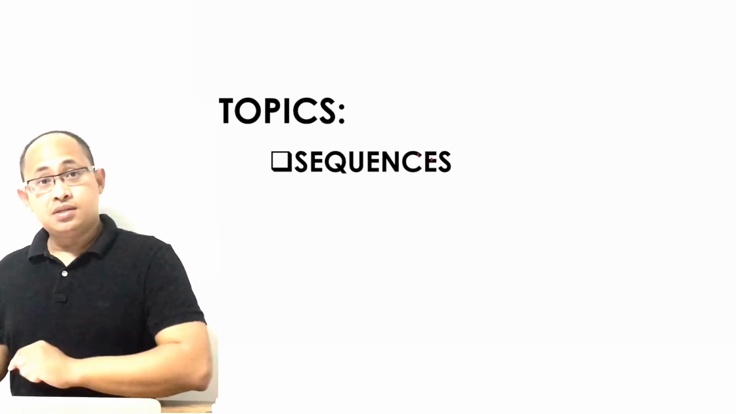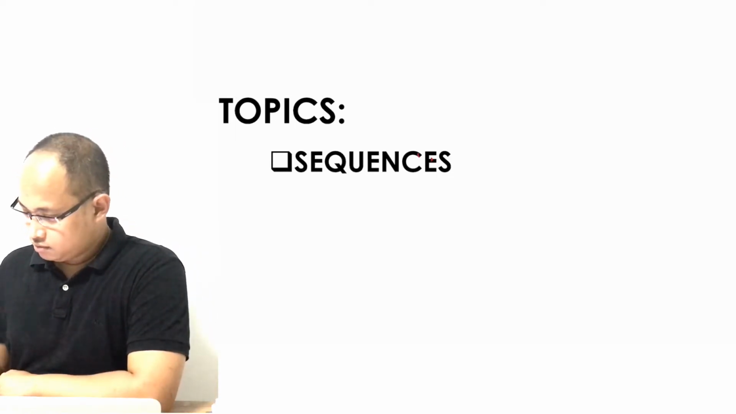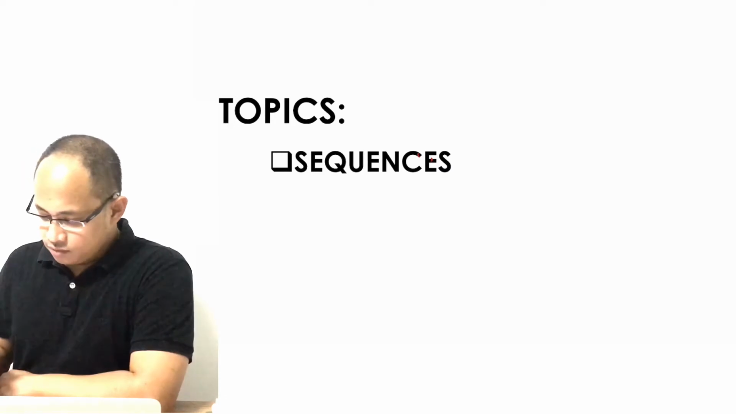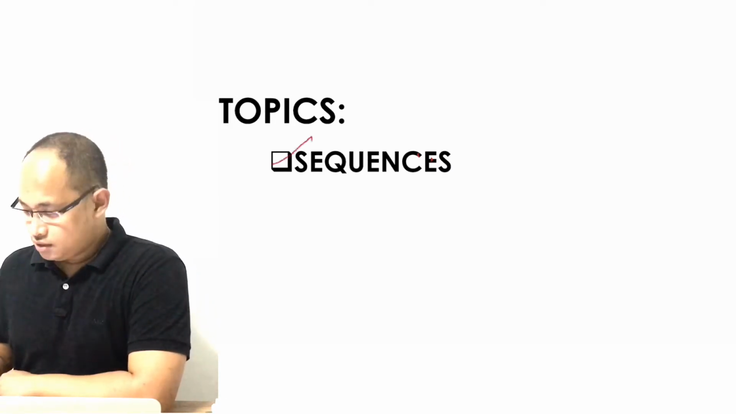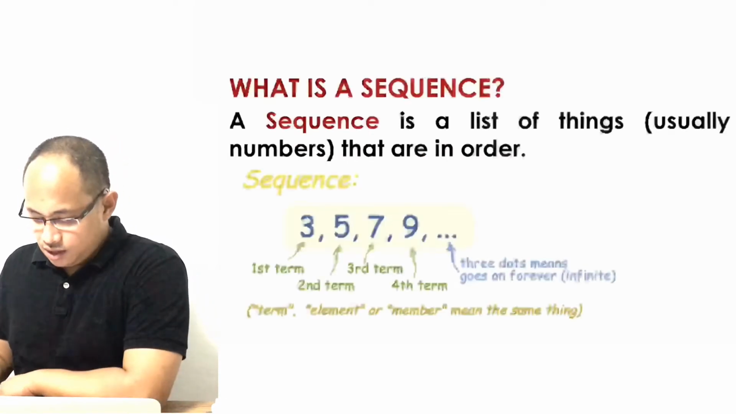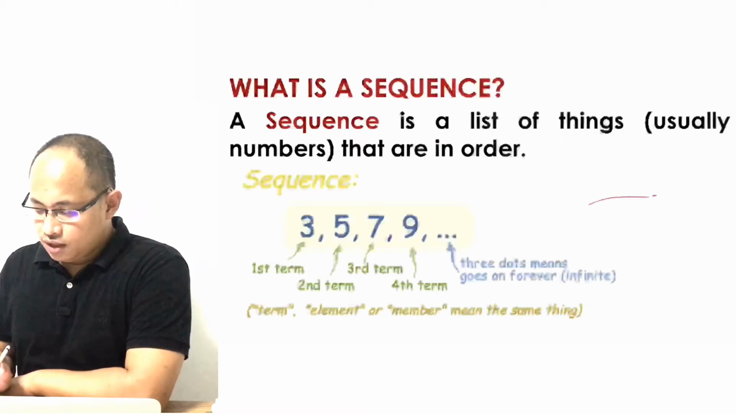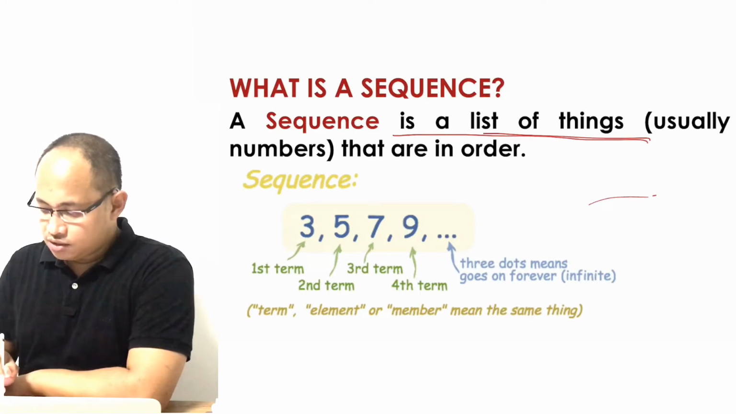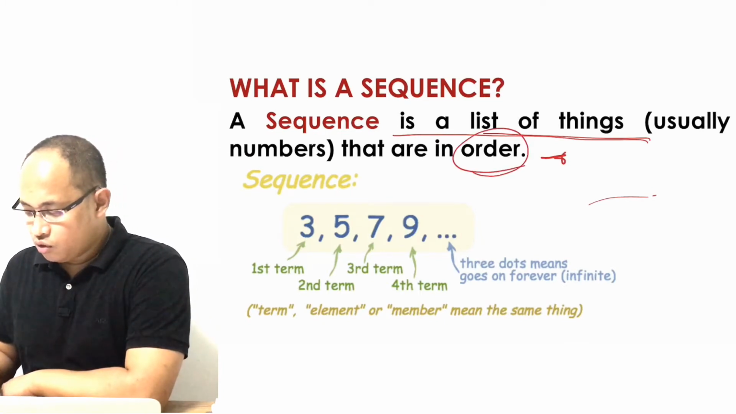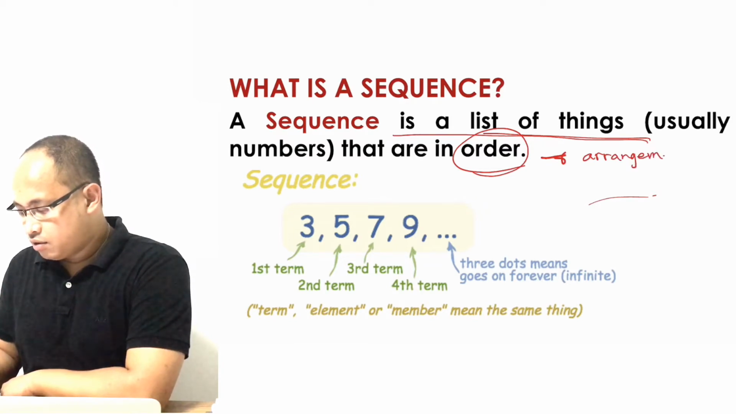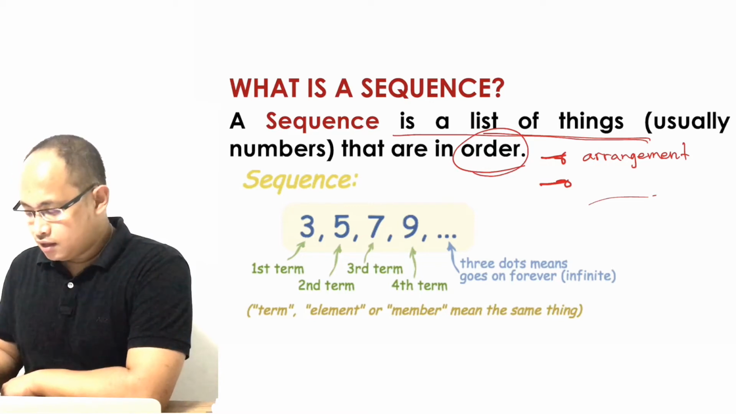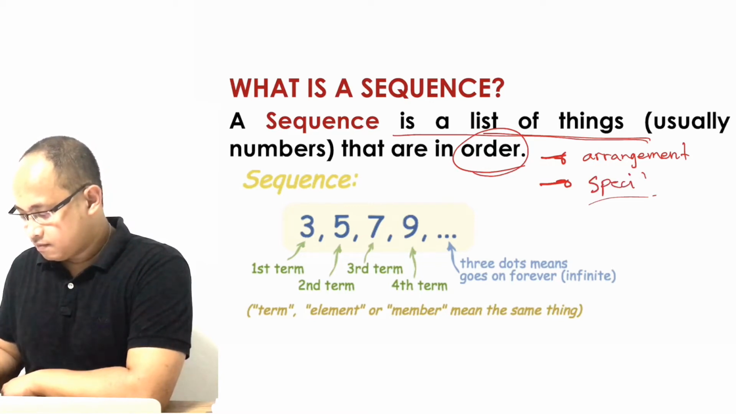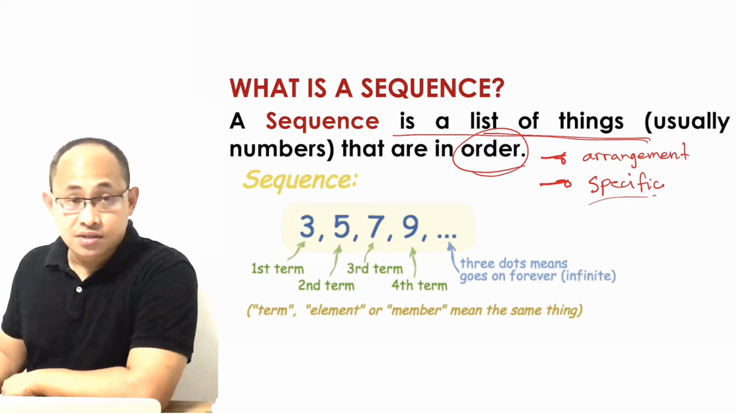Alright, today we are going to discuss sequences. What is a sequence? A sequence is a list of things, usually numbers. It is a list of things that is in order. So when you say order, there is a certain arrangement, it is specific. There is a certain order to that.